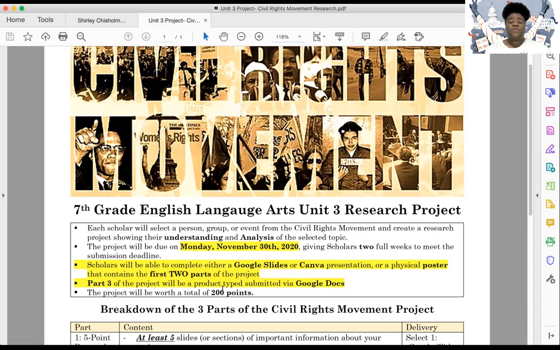Finally, last little piece of information that you need to know, this project is worth 200 points. And as some of you saw, for quarter one, some of y'all were sitting at that C average.